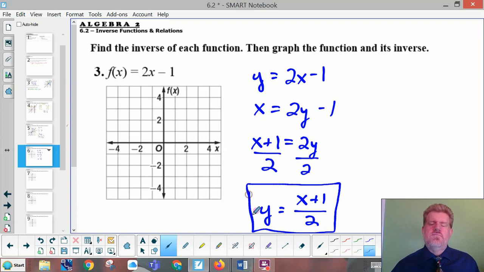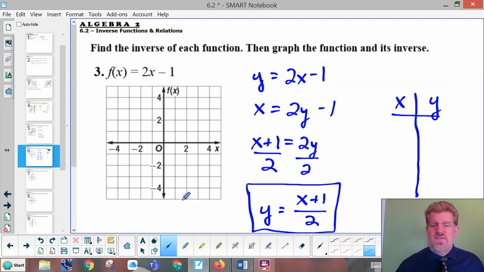Let's graph it. You know, in this case, I think I want to make a table. I think it's a little bit more straightforward than finding the y-intercept, which would be 1/2, and the slope of 1/2. So that's a line. We usually pick 3, right? Because 2 make a line, but the third one confirms it. So give me an x value.